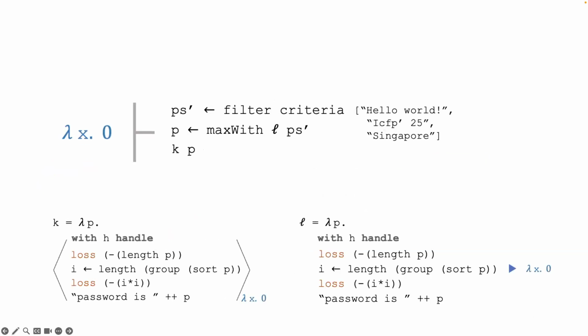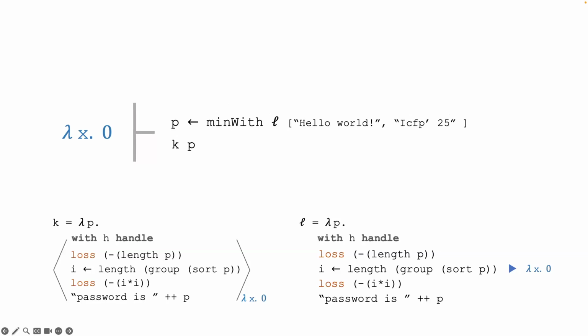So in this case, I have also put the dimension of K and L on the bottom of the slide. So we will start by filtering out the passwords that do not satisfy the criterion. And again, this specific criterion does not actually matter. In this case, let's assume you always need a special symbol in your password. So let's rule out Singapore first. And then P S prime is just hello world and SFP25.